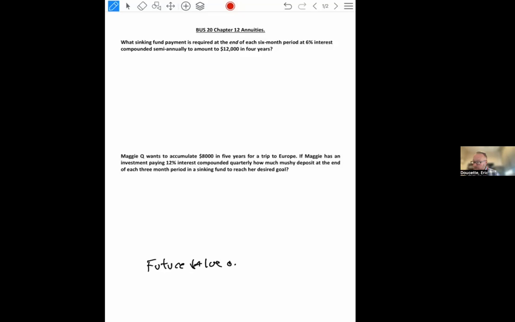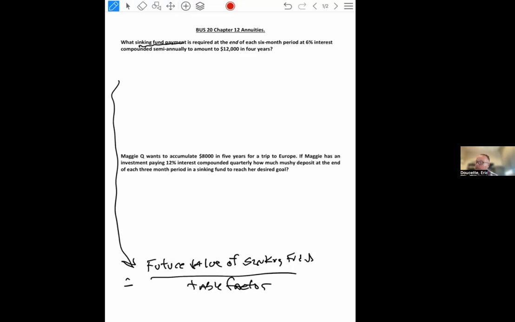of the sinking fund divided by table factor. And that's going to give you your sinking fund amount. So for instance, looking at the first problem, sinking fund payment, so I know I'm going to be using this formula when I see that, is required. So what is the sinking fund payment required at the end?